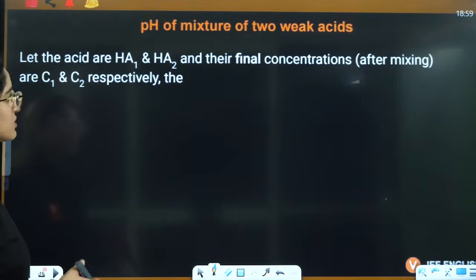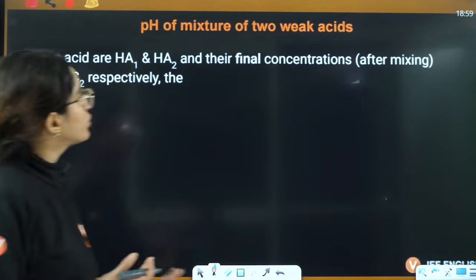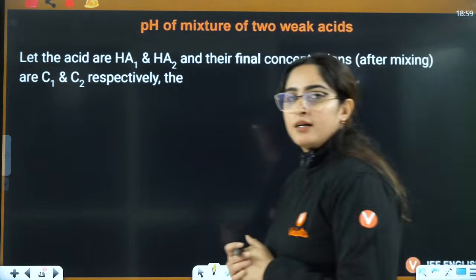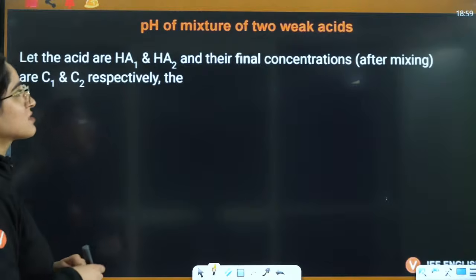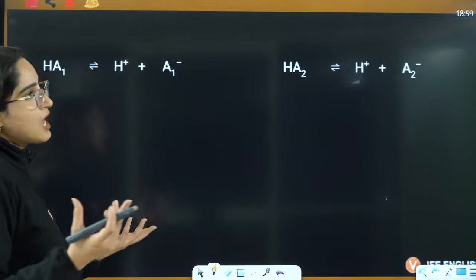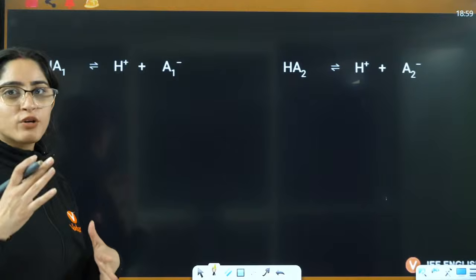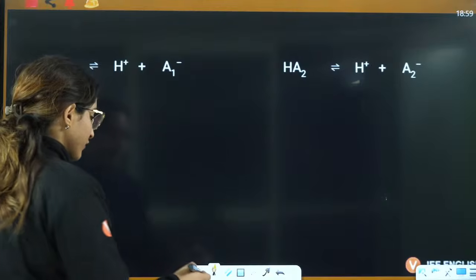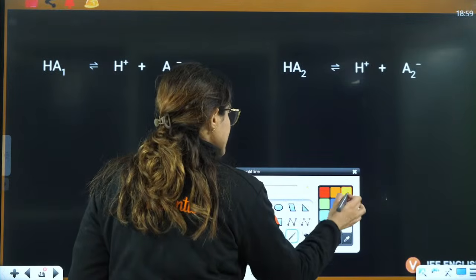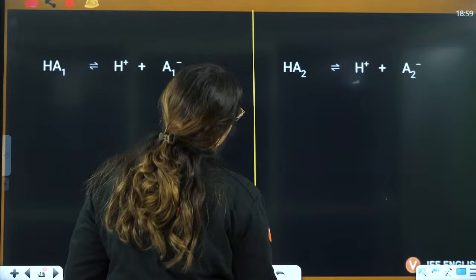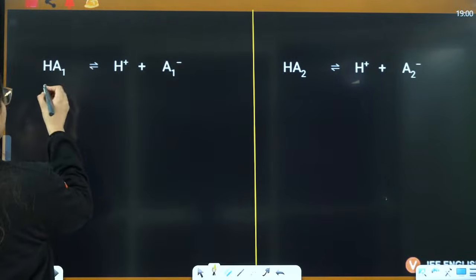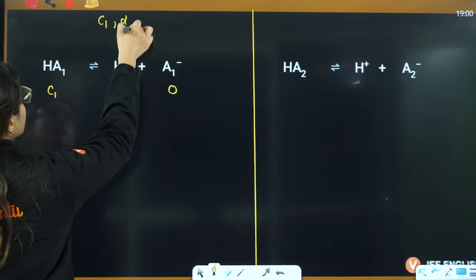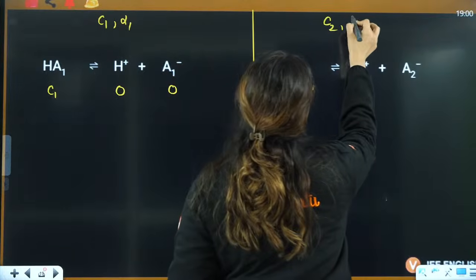Okay, no issues. Right, so let's talk about two weak acids. When you focus on weak acids, if you see it conceptually, you will not find it difficult. If you directly see it in the book, then you will definitely find it difficult. So let's see how we will do this. Same pattern: concentration is C1, and the products are 0 and 0. Here the concentration is C1 with alpha 1, and here it is C2 with alpha 2.